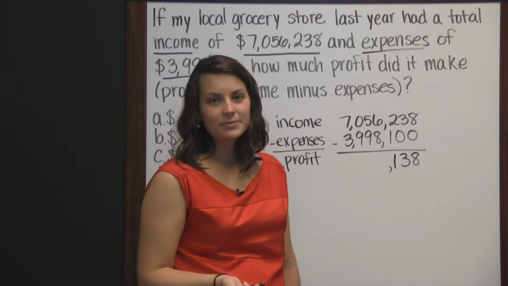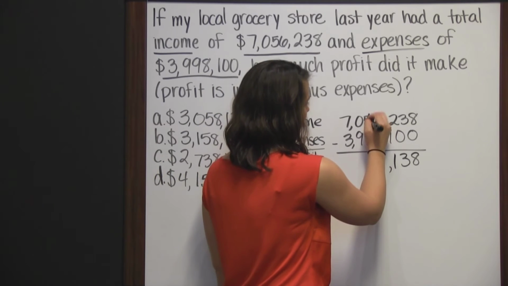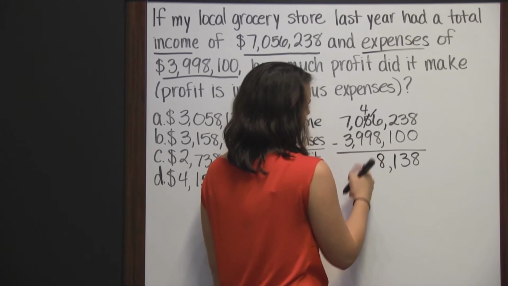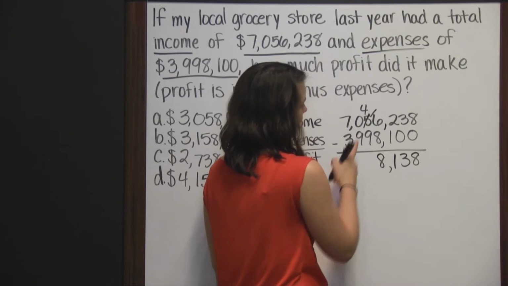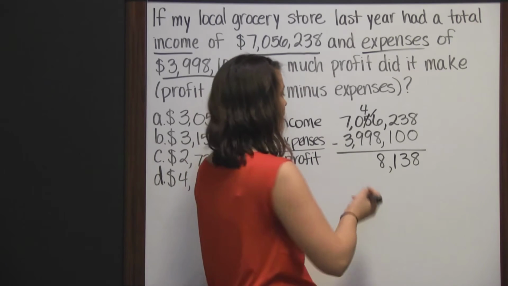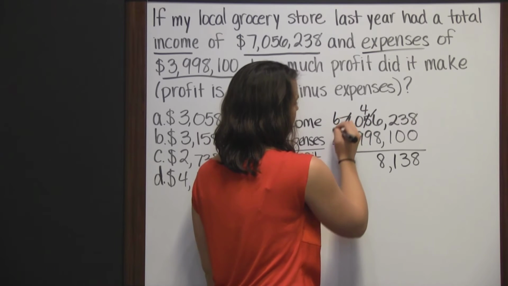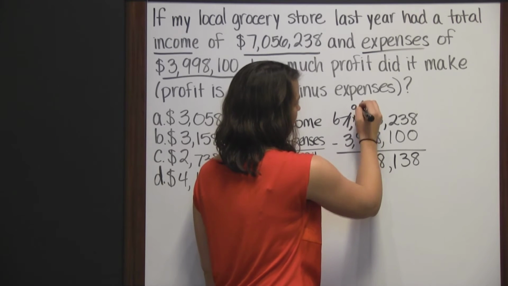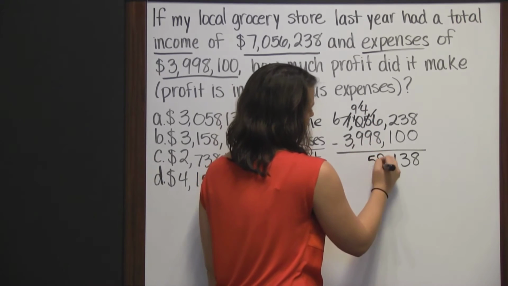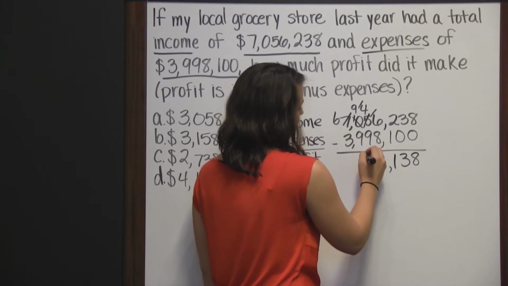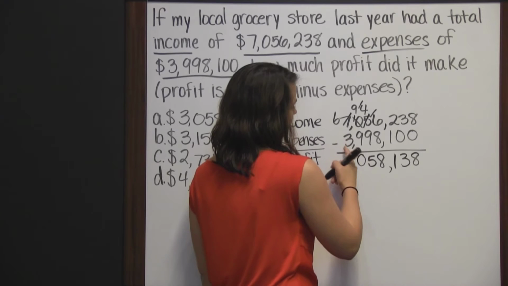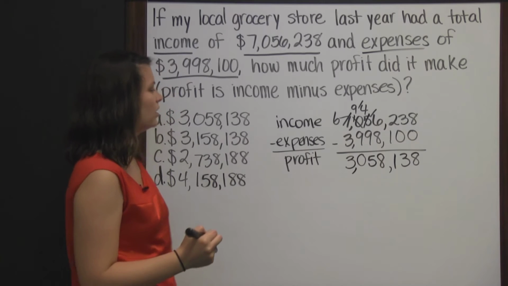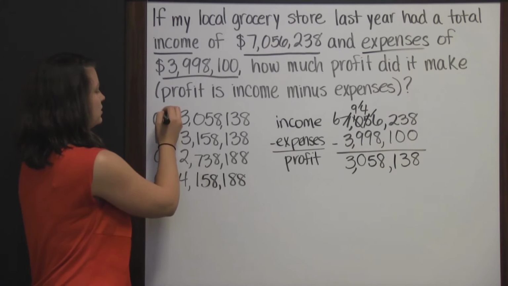And I can't take 8 from 6, so I'm going to need to borrow from the 5. It becomes a 4. So 16 minus 8 is 8. And I can't take 9 from 4. But I also can't borrow from the 0. It can't get any lower. So I'm going to borrow from the 7. It becomes a 6. And this is a 10. But I borrow from it. It becomes a 9. So I have 14 minus 9, which is 5. 9 minus 9 is 0. And 6 minus 3 is 3. So $3,058,138. Which would be answer A.